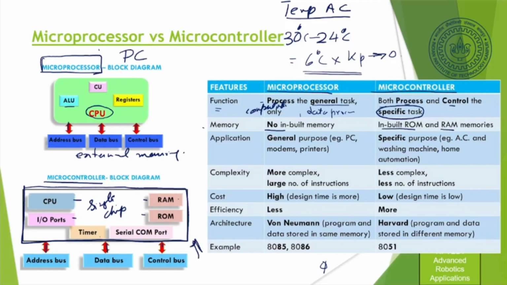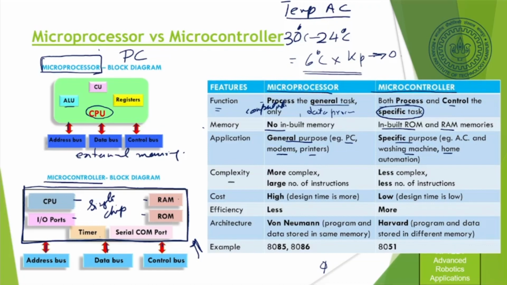Now, in terms of application, this is a more general purpose machine. For example, a PC, a modem, a printer, these are all general purpose machines. Whereas this is for a very specific purpose. For example, AC, washing machine, home automation. Home automation means switching on and off lights. That is home automation, so that a microcontroller can do.